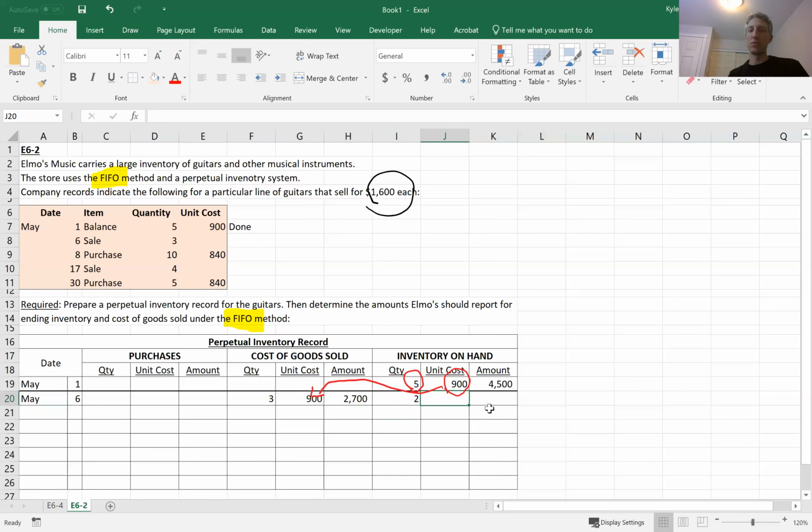Something to keep in mind with unit cost on cost of goods sold problems is that the unit cost of our inventory on hand doesn't change when we make a sale. It only changes on purchases. So there's nothing really to update here. It's going to be the same 900 as the unit cost we had before, and the total inventory on hand is now $1,800. So this $1,800 would be what is reported as a current asset on our balance sheet as of May 6th. Now we're done with May 6th.